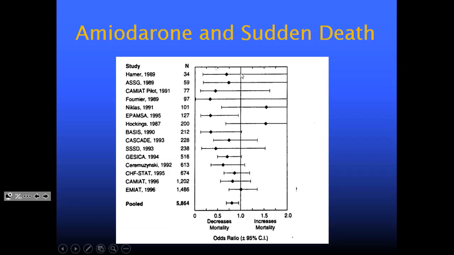Amiodarone and sudden death. Does amiodarone cause an increase in sudden death? Here it showed a decrease in mortality, and when you did the meta-analysis of all these studies, it showed a decrease in mortality. So amiodarone was useful. But this study showed no difference. This study showed no difference. Difference, no difference, no difference, no difference. All of those, you add them together.